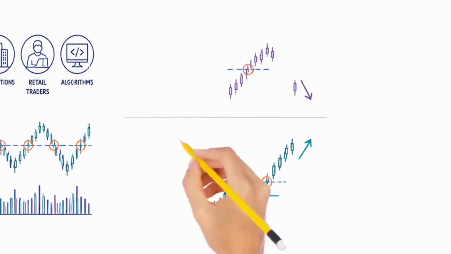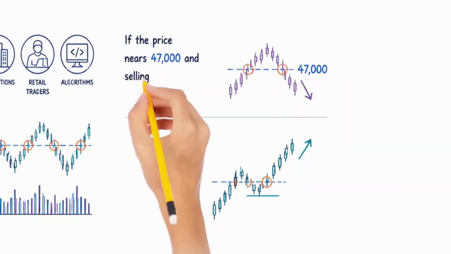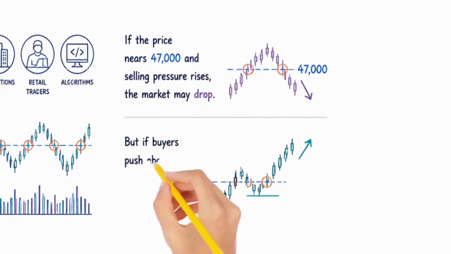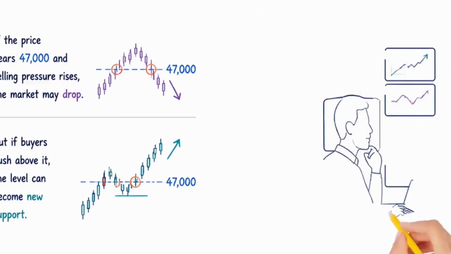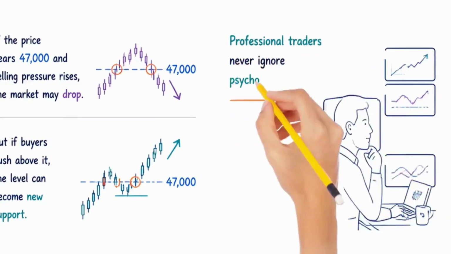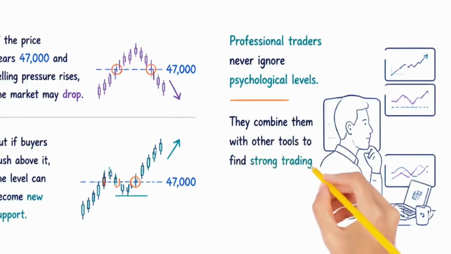If the price nears 47,000 and selling pressure rises, the market may drop. But if buyers push above it, the level can become new support. Professional traders never ignore psychological levels. They combine them with other tools to find strong trading opportunities.